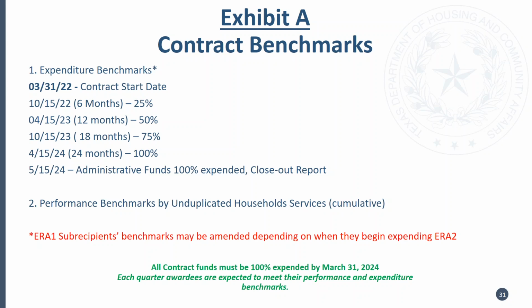So a couple of ERA1 recipients have already been told this, but for any more of you on the training, all the expenditure benchmarks are going to be the same in order to smoothly get these contracts signed. But your benchmarks, ERA1 specifically, can be amended depending on when you're able to start spending your ERA2 funds, because ERA1 and ERA2 will overlap for a little bit. So that's specifically for ERA1 subrecipients. And then your performance benchmarks of unduplicated households were also part of that.